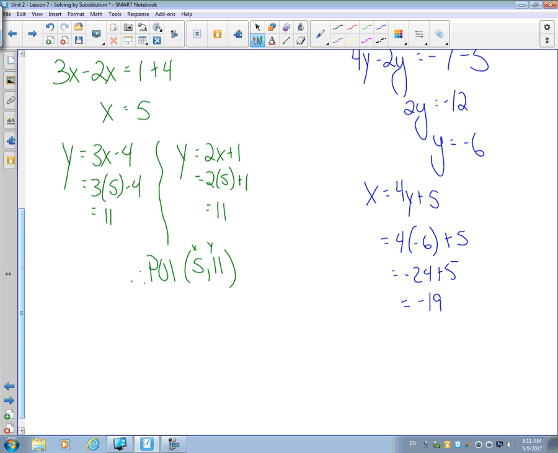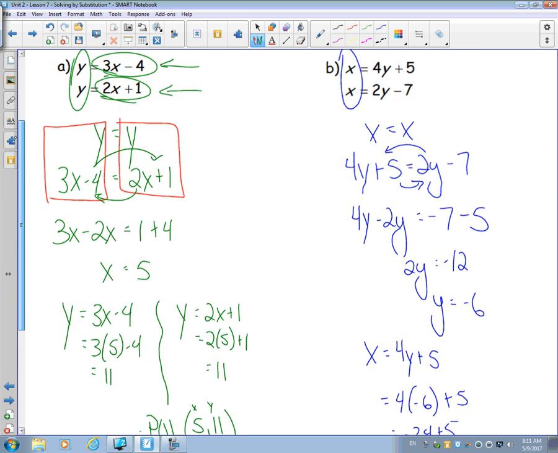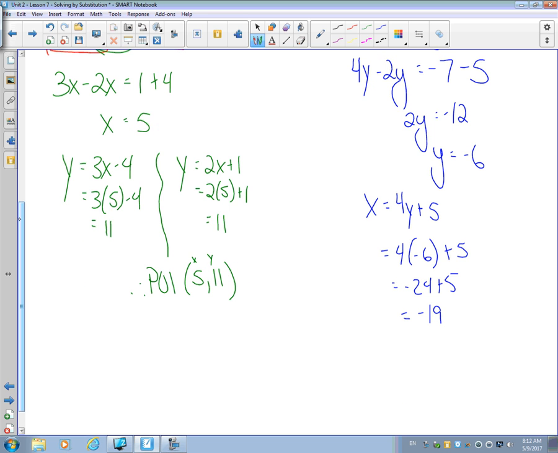If I want to check it, I can. I go back up and think about, let's look at the other equation. x is 2y minus 7. This is a check. I'm not resolving, I'm just checking. See if I did my math right. Negative 6 times 2 is negative 12, minus 7. Hey, that's negative 19. Hey, I got the right answer.